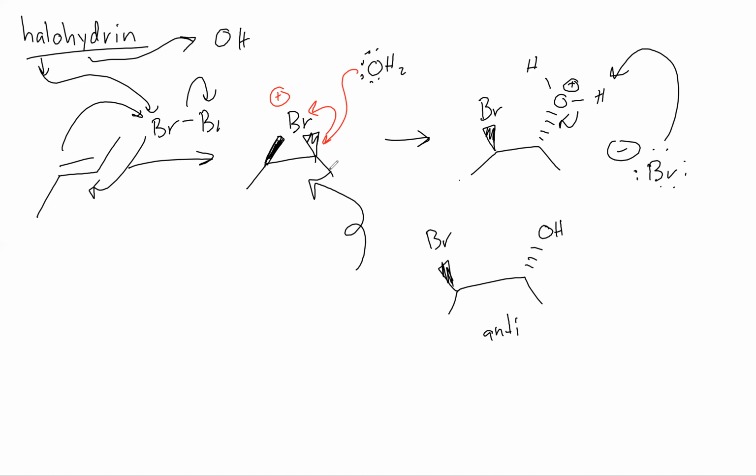If we differentiate halohydrin and halogenation with the reagents that we have on it: halohydrin formation is going to have X2 and H2O. Halogenation will only have X2.